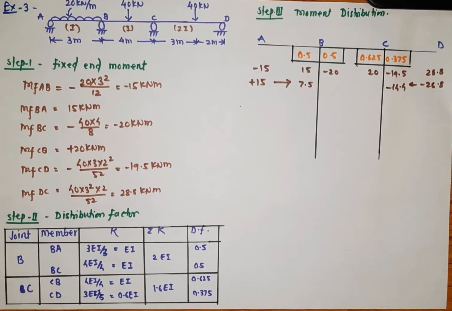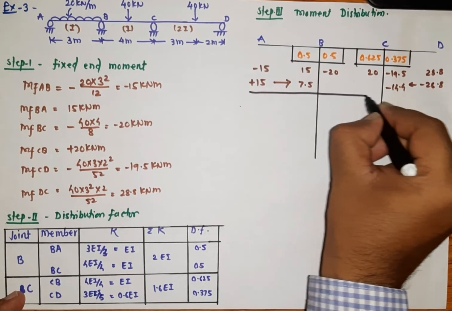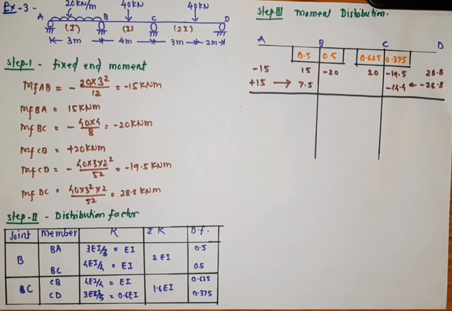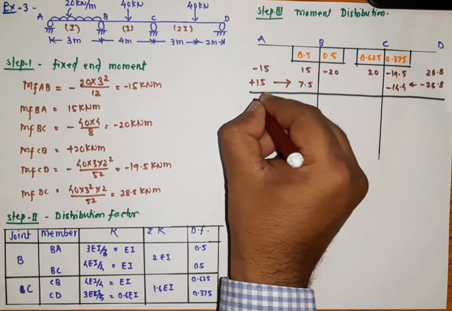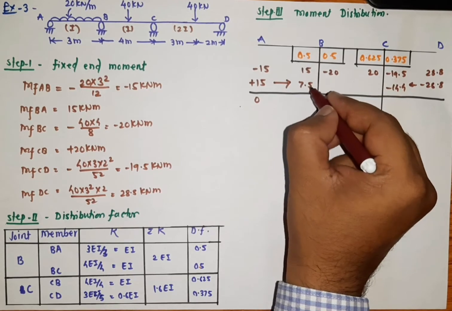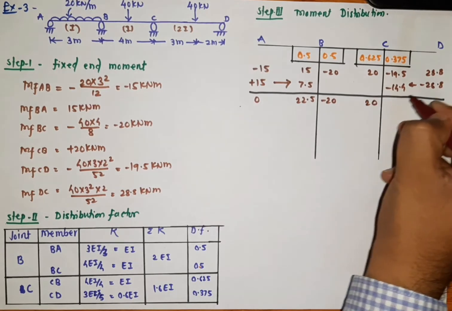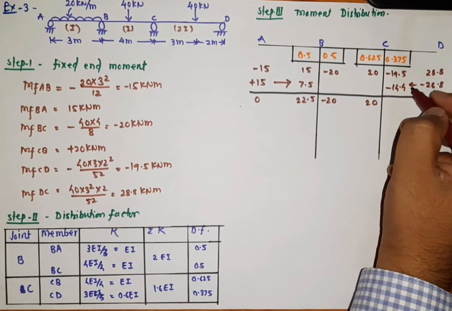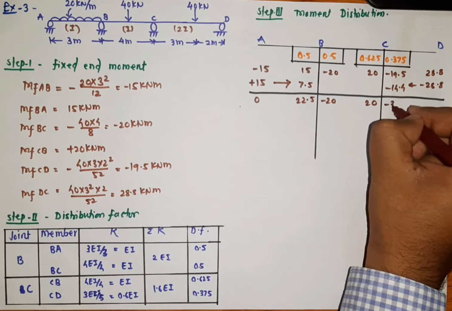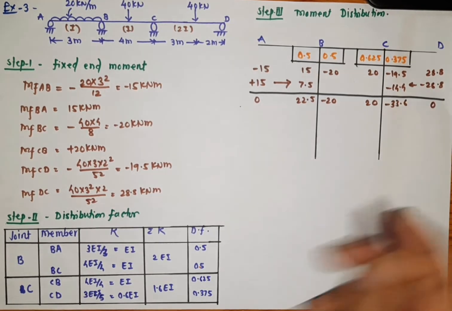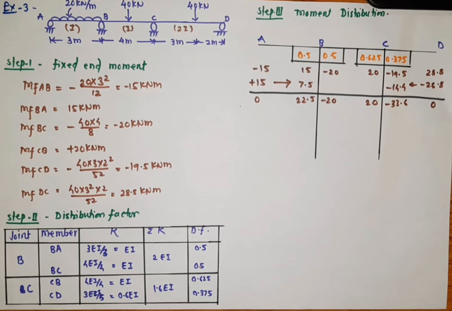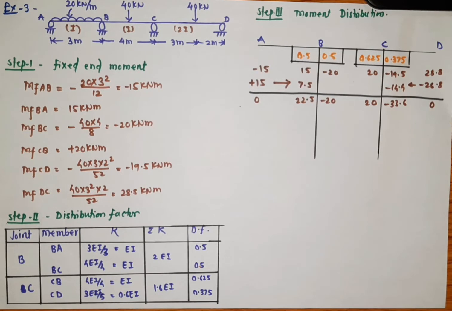Now what to do next? We have to add all these values. Then we will get the final moments. When we add, we will get the final moments as 0, 15 plus 7.5, it will be 22.5, minus 20 will be as it is, plus 20 will be as it is, and the addition of this we'll get minus 33.6, and here is a 0. So always remember that whenever ends are simply supported, we have to convert them to 0. Now the remaining problem will be the same as we solved. Now what to do?